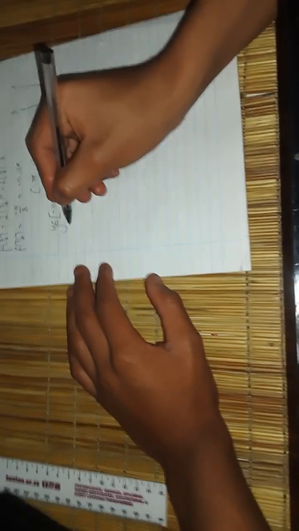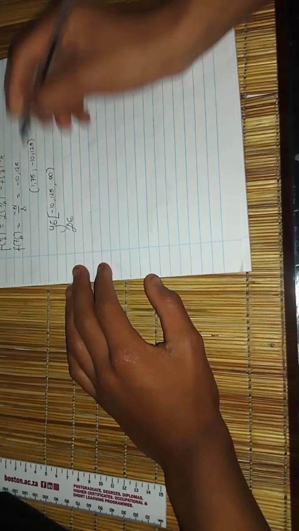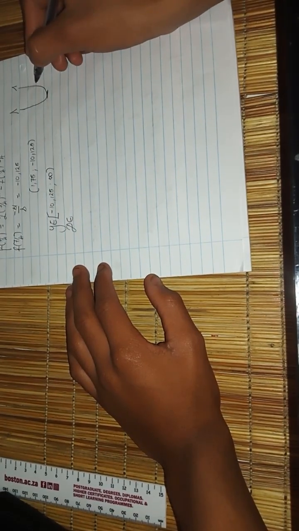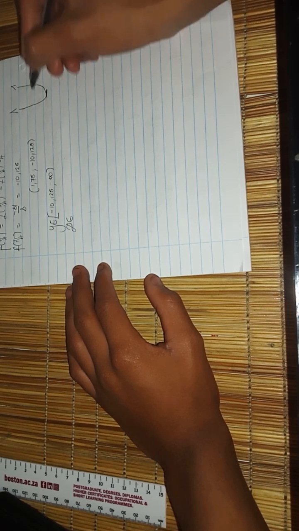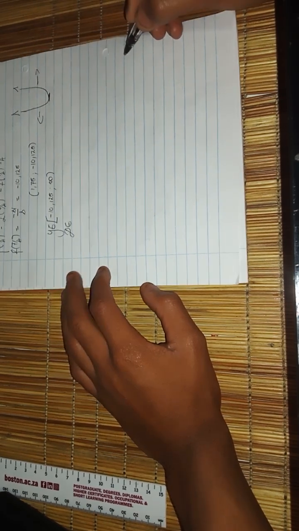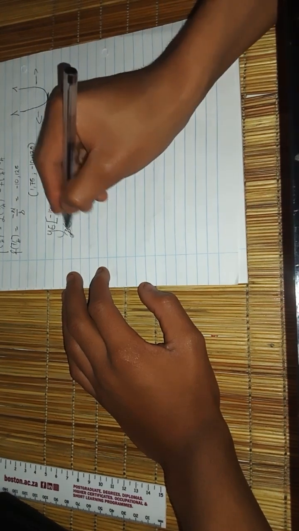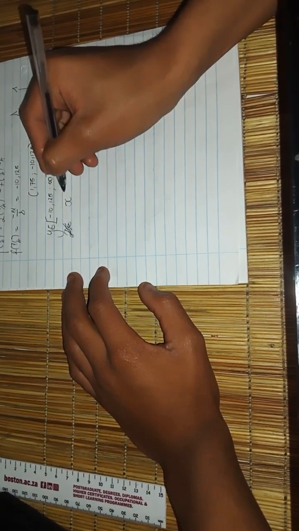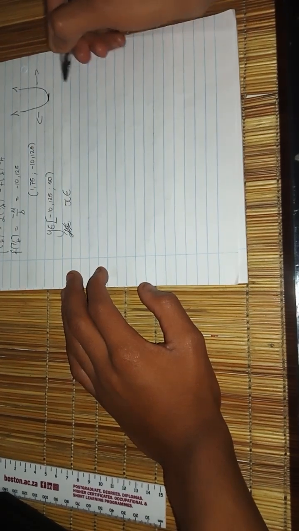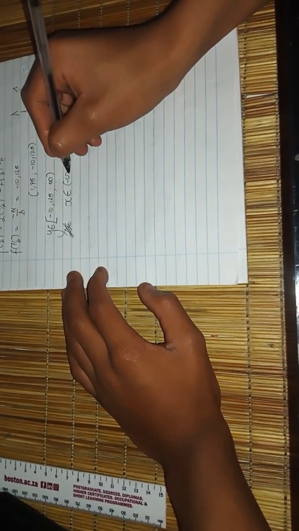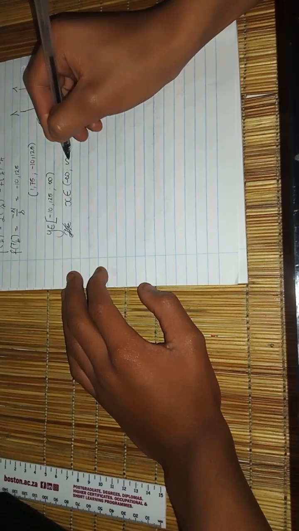Now, domain. Remember we said domain is how far right or left the graph goes. We do not know how far right or left the graph goes. So we say it is negative infinity up until positive infinity.